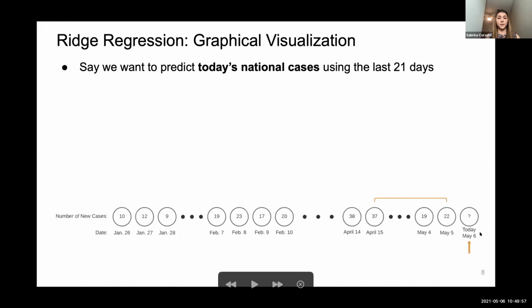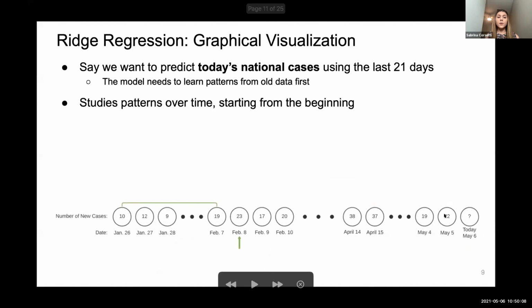So say we want to predict national cases today, May 6th, using the last 21 days worth of case data. So April 15th through yesterday, May 5th. To do this, the model first needs to learn patterns from old data, starting from the very beginning.